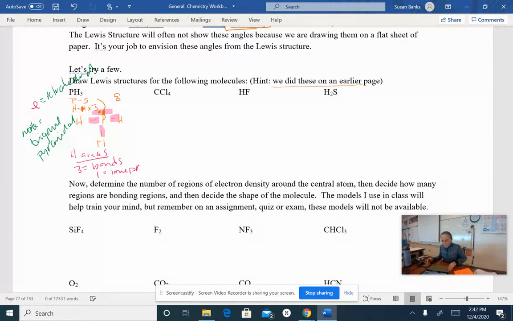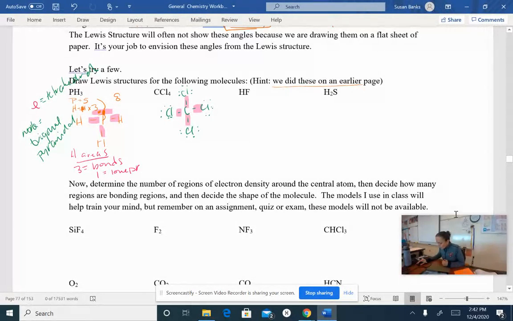Okay? Okay, carbon tetrachloride. I'm just going to draw the Lewis structure right here. I'm not even going to count out the electrons. If you want to see how I did it, once again, look at my previous videos. So here's our Lewis structure here. I have 4 areas of electrons around that central carbon, and they're all bonding.